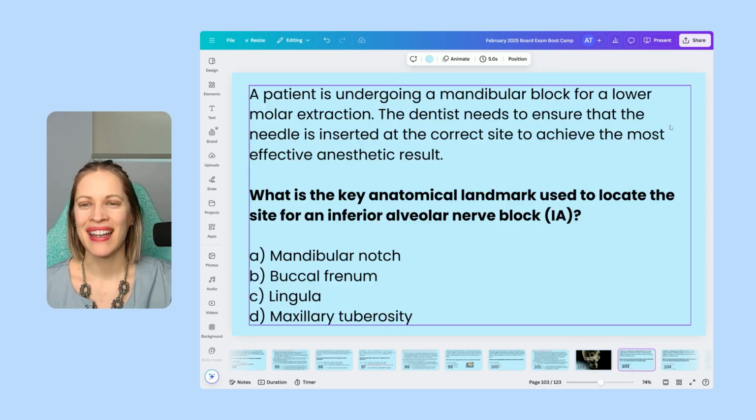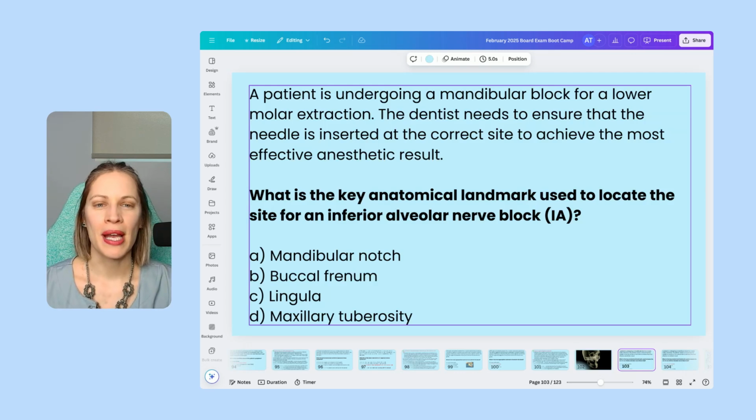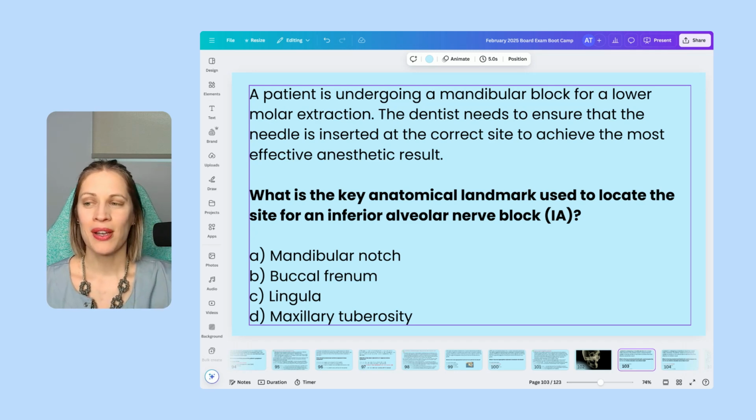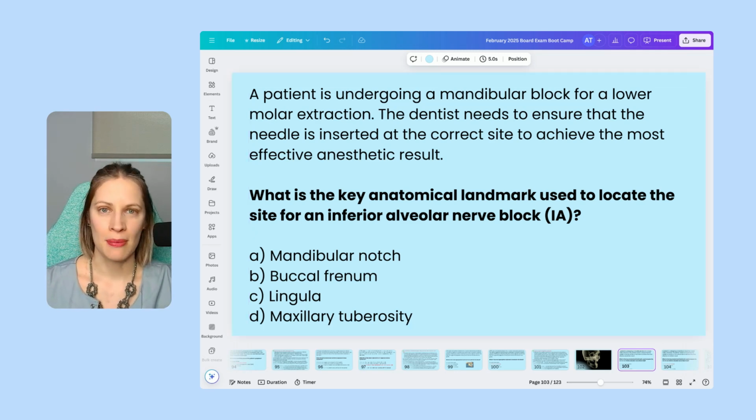Anyway, moving on. A patient is undergoing a mandibular block for a lower molar extraction. The dentist needs to ensure that the needle is inserted at the correct site to achieve the most effective anesthetic result. What is the key anatomical landmark used to locate the site for an inferior alveolar nerve block? Would it be the mandibular notch, the buccal foramen, the lingula, or the maxillary tuberosity? Again, feel free to pause the video if you need time to think about it.